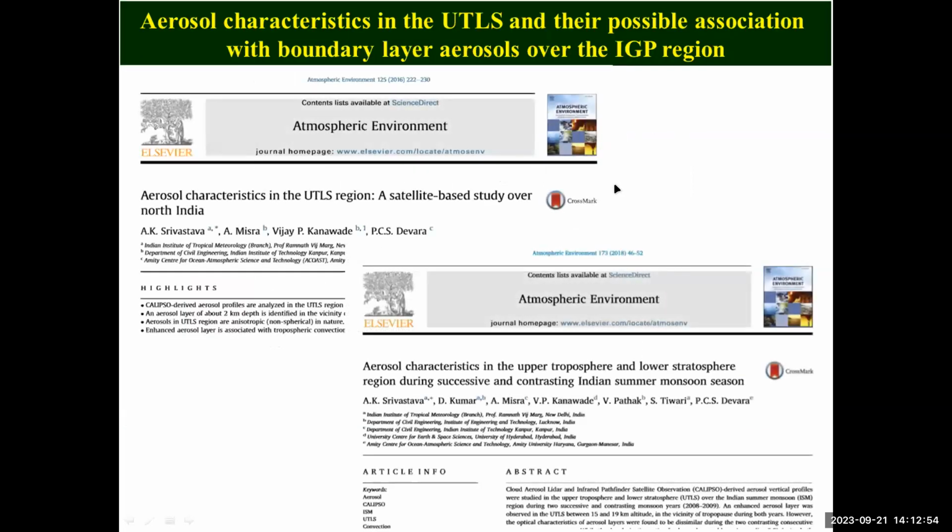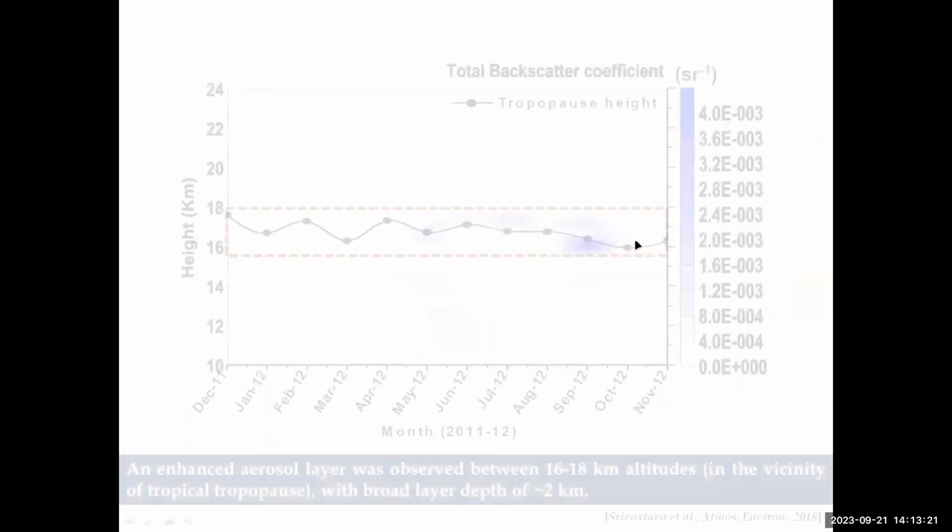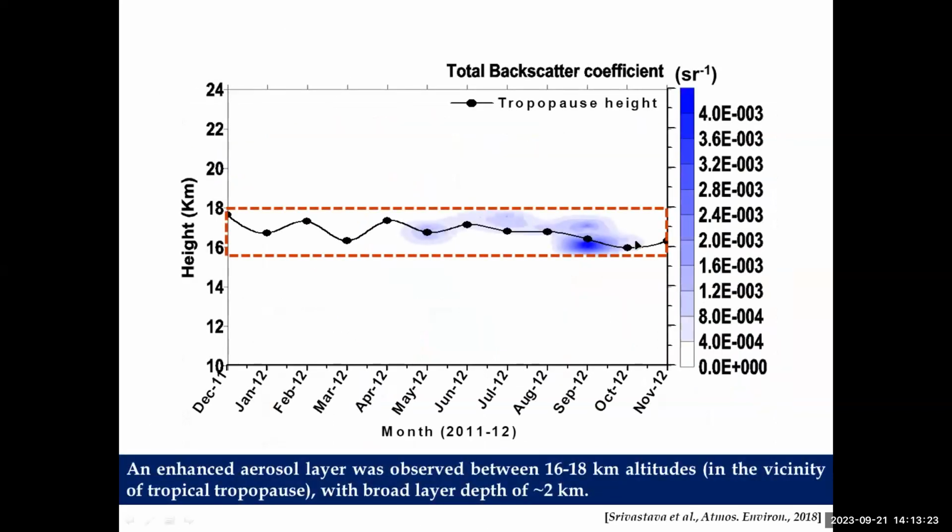Okay, so we have also studied the vertical characteristics of these aerosol particles using Calypso satellite data. Calypso is one of the unique satellites having a vertically down-looking LiDAR system, which provides information about the vertical profile of aerosol. This is a typical overpass of this satellite over our study region. This blue dot is our study region. This is the total backscattering coefficient observed from Calypso.